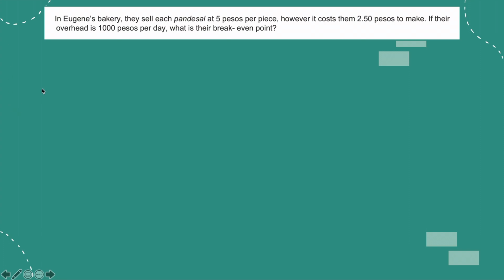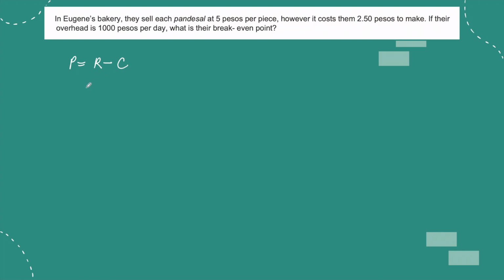So, balik tayo dun sa general formula for this kind of problem. Okay, let's analyze this problem step by step. So, in your module, you have your P is equal to R minus C. So, ano ibig sabihin yan? Yung profit daw, yung tubo, equal siya sa revenue minus cost. So, yung revenue ay kung magkano mo siya binenta minus dun sa kabuuang gastos. O yung kabuuang kita minus sa kabuuang gastos.